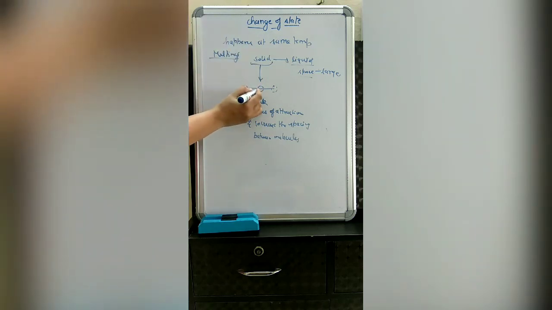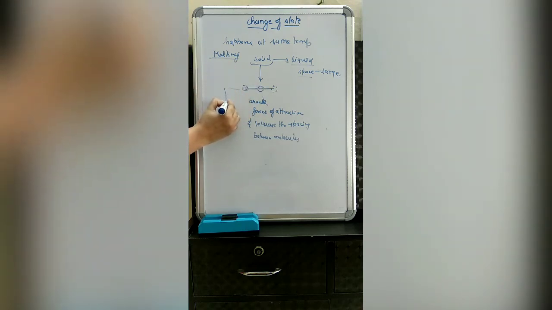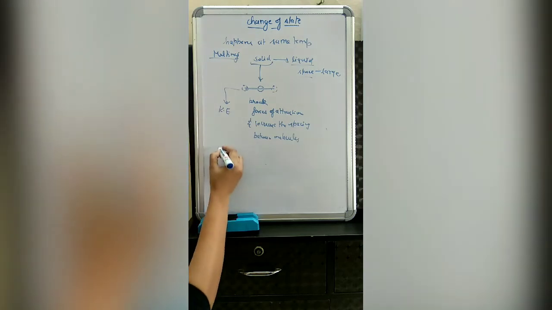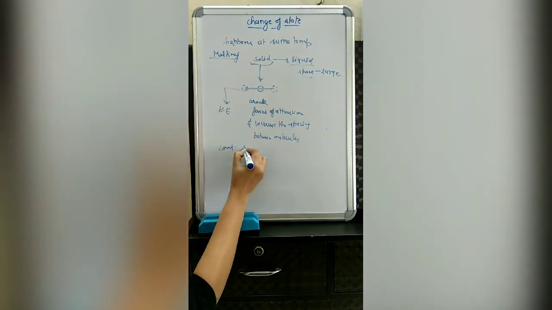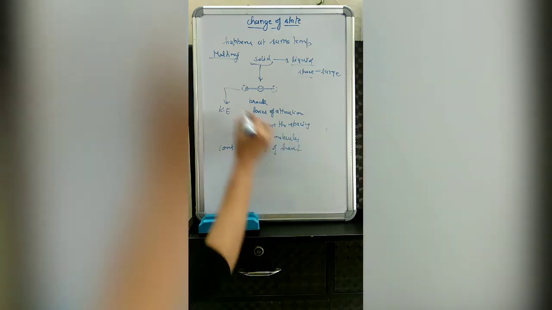So if the molecules are in vibration mode, it means they are moving to and fro about their mean position. It means they possess kinetic energy. They have some kinetic energy. That's why they are moving about their mean position. Now what will happen with the continuous supply of energy or heat? Continuous supply of heat. What will happen to this motion?